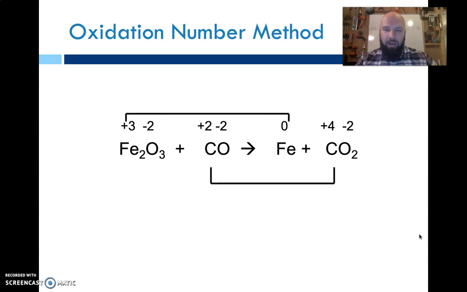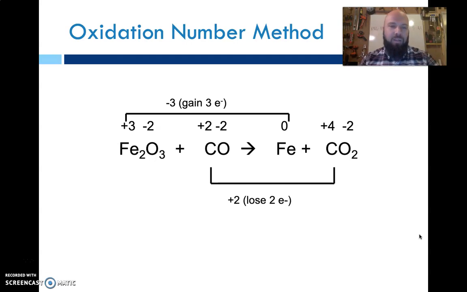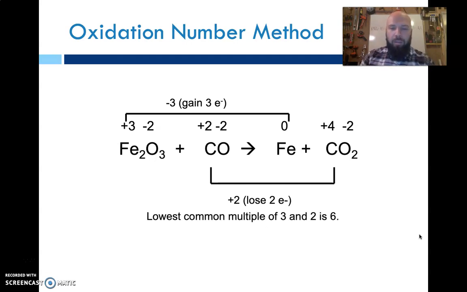Here we've connected iron. This is what I meant by that step saying draw lines to connect those. Because iron is changing from +3 to 0, it has gained 3 electrons, and because carbon goes from +2 to +4, it has lost 2 electrons. Lowest common multiple of 3 and 2 is 6, so this has to happen twice, and this has to happen 3 times, so that 6 electrons are both gained and lost.